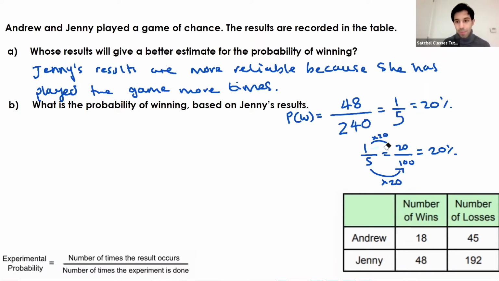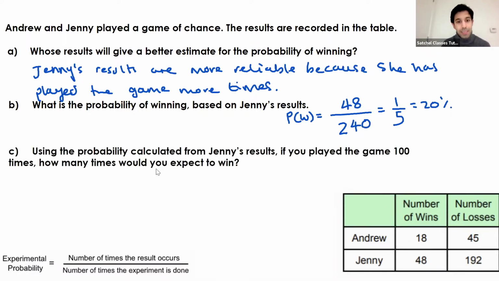All right, and I'm just going to rub out the workings that I've done here, and we can move on to the next question. Now it says, using the probability calculated from Jenny's results, if you played the game 100 times, how many times would you expect to win? So because the probability here is 1/5 or 20%, if we played the game 100 times, we would expect to win 20% of the times. Now 20% of 100 is simply 20. So from these results, we would expect to win 20 times.